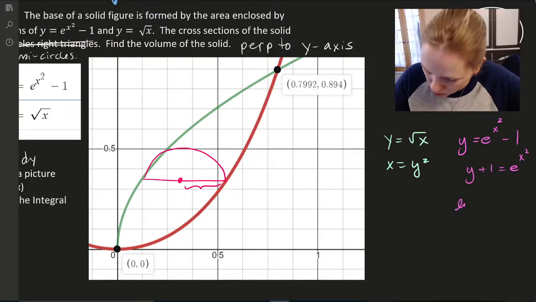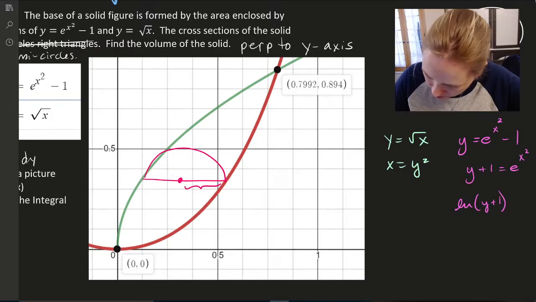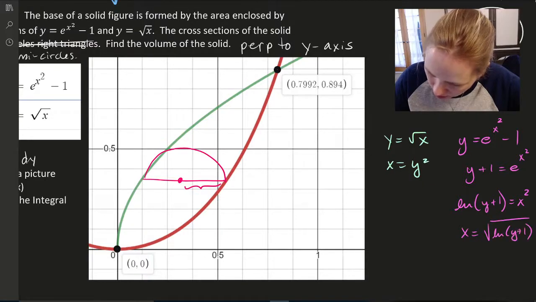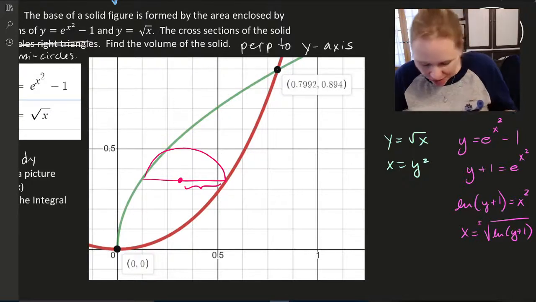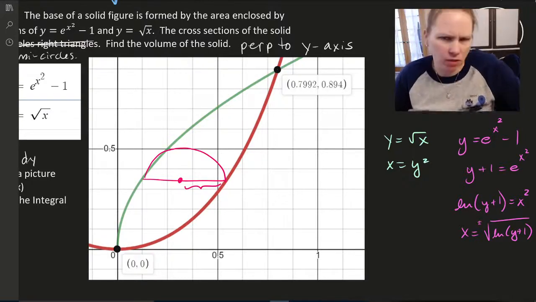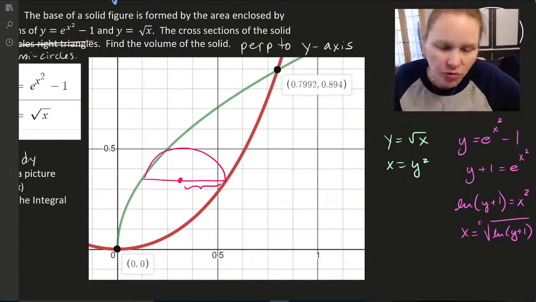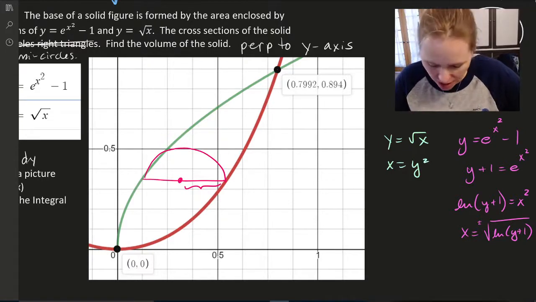And when I take the log of both sides, I'm going to get x equals the square root of the natural log of (y plus 1). And it's technically plus or minus, but because we're over here in quadrant 1 and it's distance, we really don't need to worry about the minus. So really it has more to do with being distance than anything else.